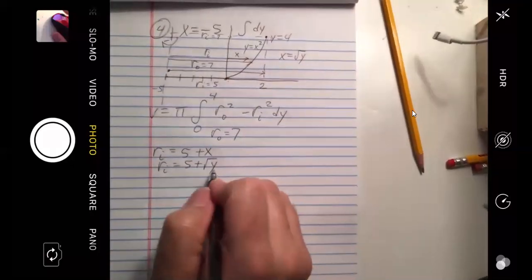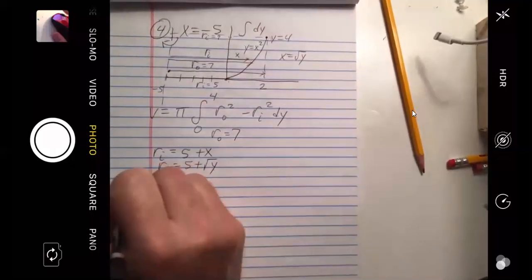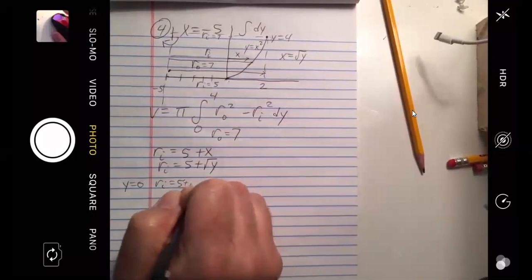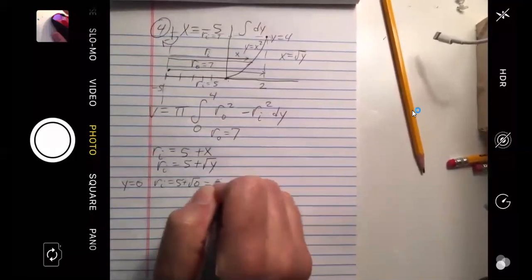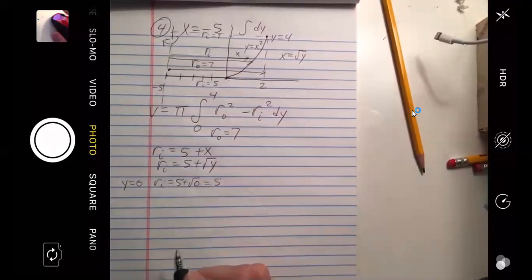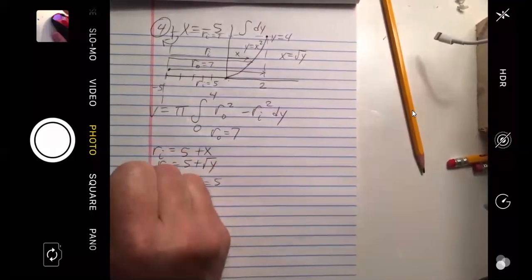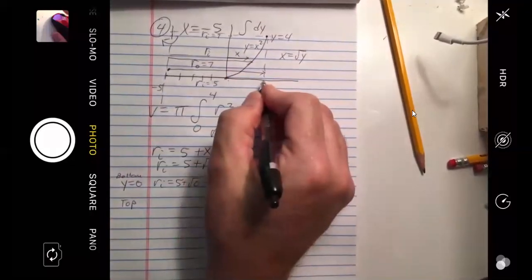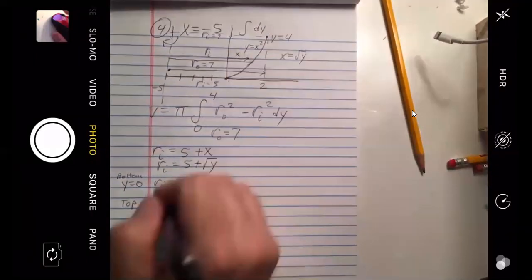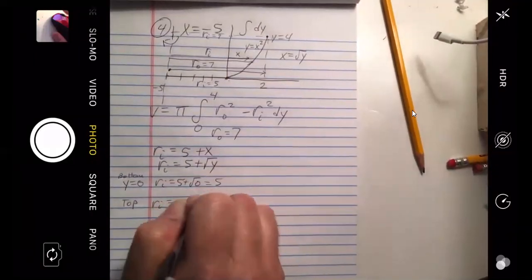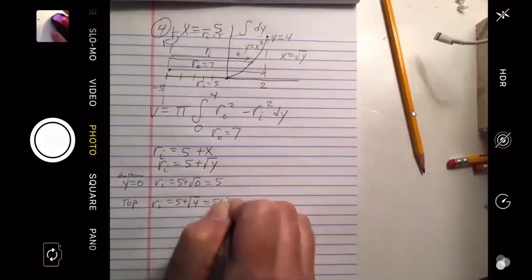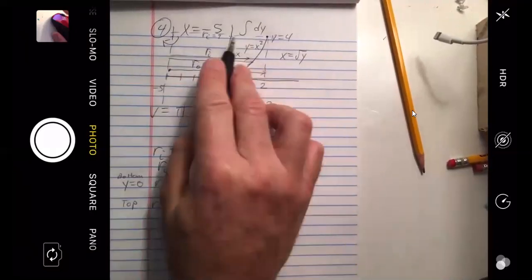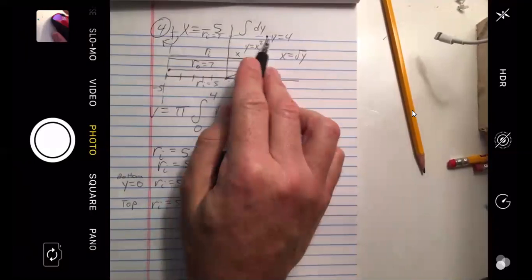All right, you can check it off the formula. If y is 0, which is this bottom, your R inner is 5 plus the square root of 0, which is 5. All right, this is at the bottom. All right, at the top, now your y is 4, so you'd have R inner is 5 plus the square root of 4, which is 5 plus 2, which is 7. And you can see that off the graph. You're 5 forward and 2, so totally 7.